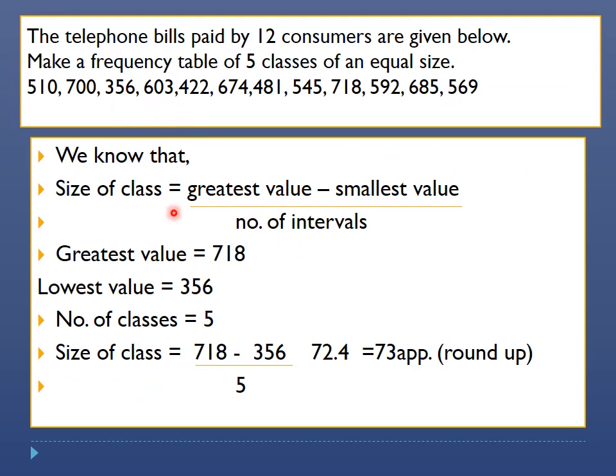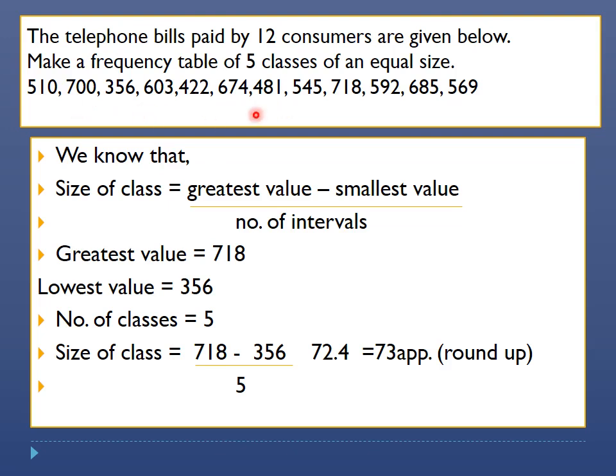Now, students, for better knowledge and understanding, I have selected one question. The telephone bills paid by 12 consumers are given below. Make a frequency table of 5 classes of equal size. First of all, we know the formula. We will find out the size of class or width of class: greatest value minus smallest value divided by the number of intervals.